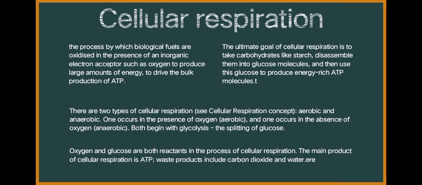There are also two types of cellular respiration, the aerobic and anaerobic respiration. One occurs in the presence of oxygen, the aerobic, and one occurs in the absence of oxygen, the anaerobic. These both begin with glycolysis, the splitting of glucose. Now, oxygen and glucose are both reactants in the process of cellular respiration. The main product of cellular respiration is ATP, or adenosine triphosphate. Waste products include carbon dioxide and water.